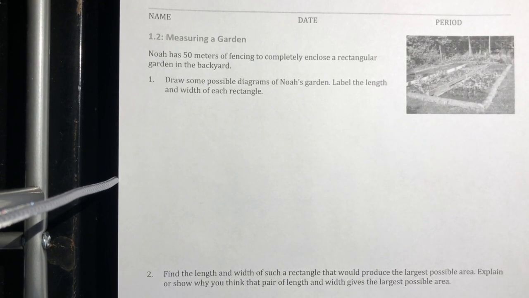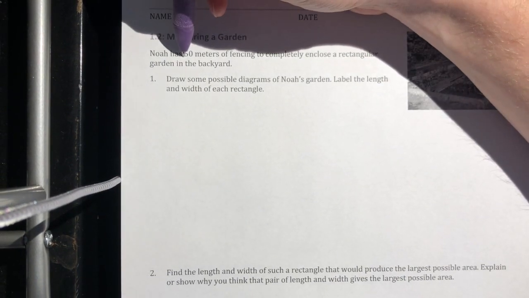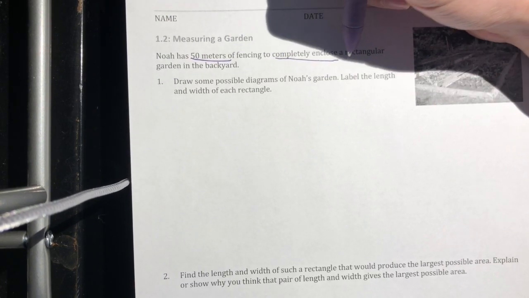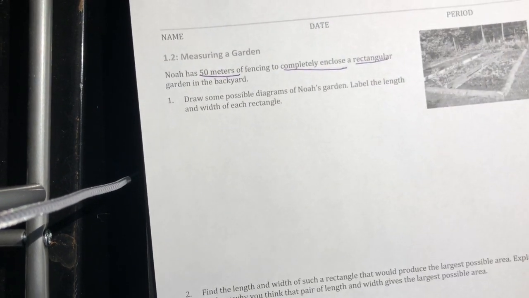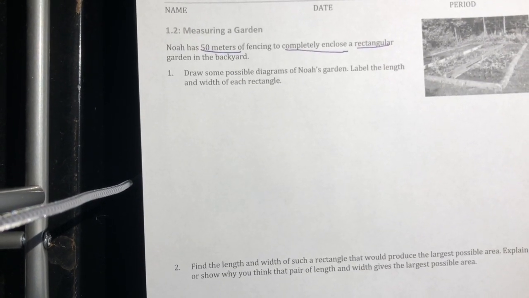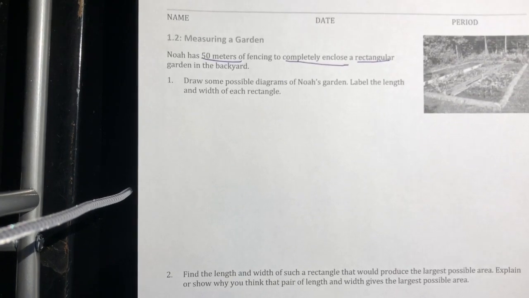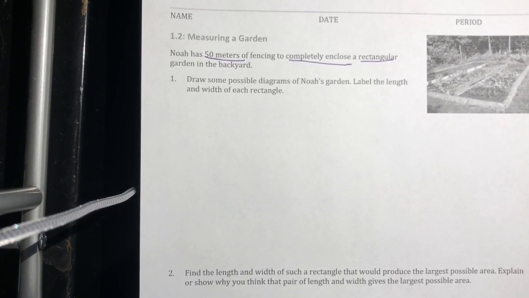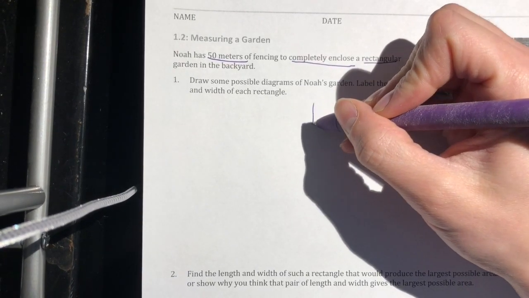So Noah has 50 meters of fencing to completely enclose a rectangular garden in the backyard. All right, so draw some possible diagrams of Noah's garden. Label the length and width of each rectangle. So let's keep our minds open, because this is something you can all do. We have rectangles, right?